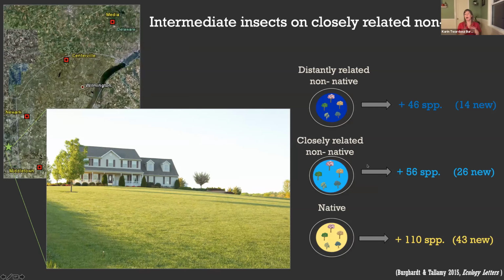However, if you compare either of them to the native garden, if you put it on this property, you would get 110 species, and 43 of them would be species that you hadn't picked up in any of the other four gardens you planted. Those 43 new species are what we would call beta diversity, which essentially means that as you move across space, you're creating different communities. And that's a really important thing that native plants seem to do better than these non-native species.